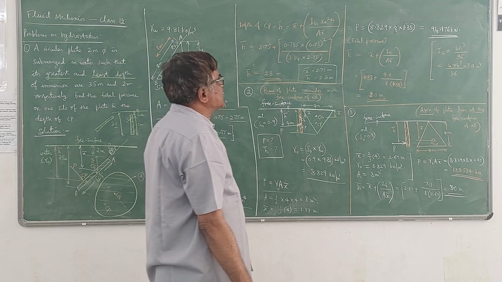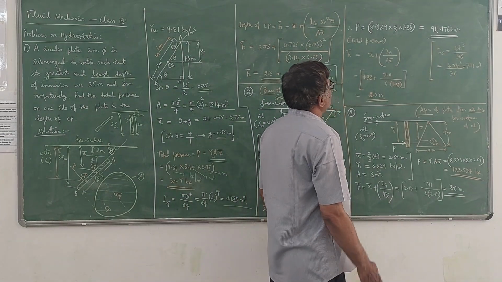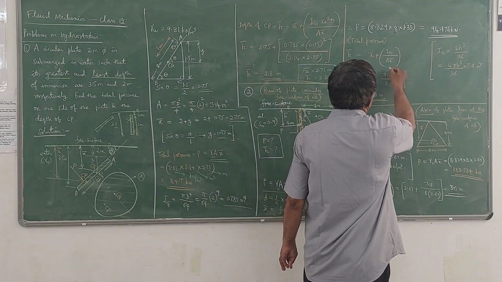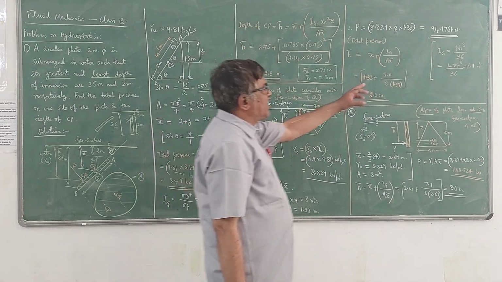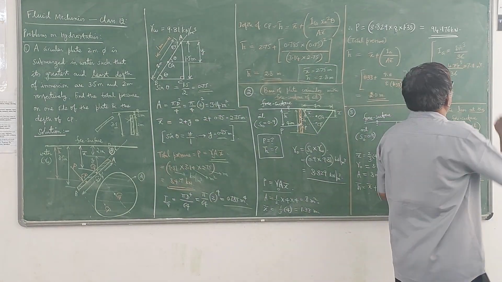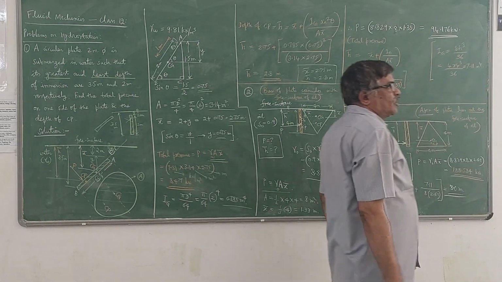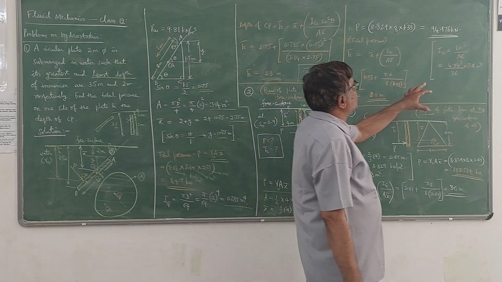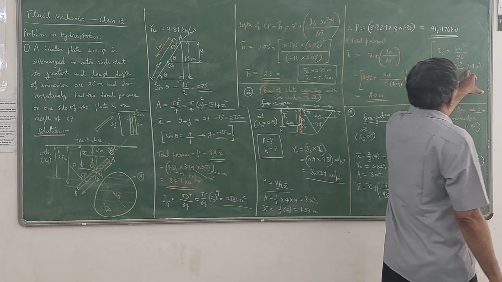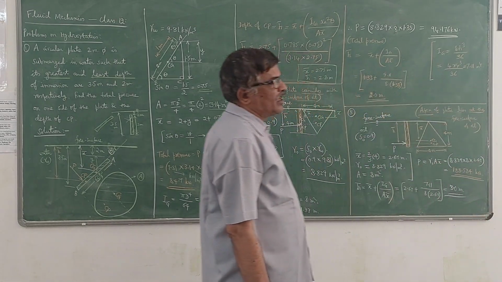So x bar plus Ig by A x bar. You have to get the value of Ig here. For a triangular plane, Ig is given by bh cube by 36. This formula you should note. So bh cube by 36, base is 4 meters, height is also 4 meters. 4 into 4 cube by 36, which gives 7.11 meter power 4.